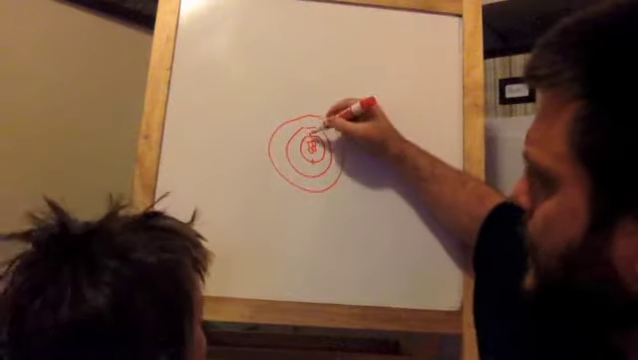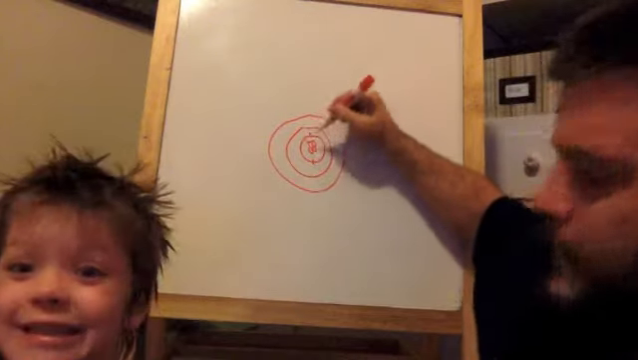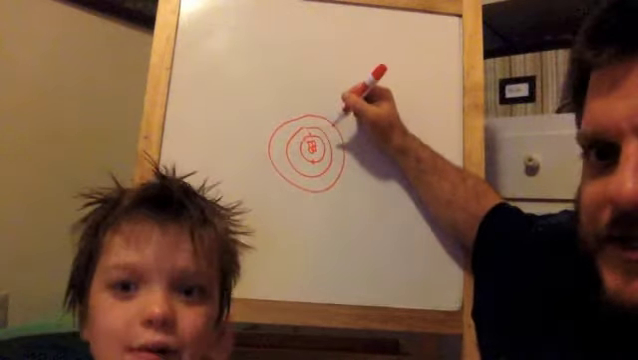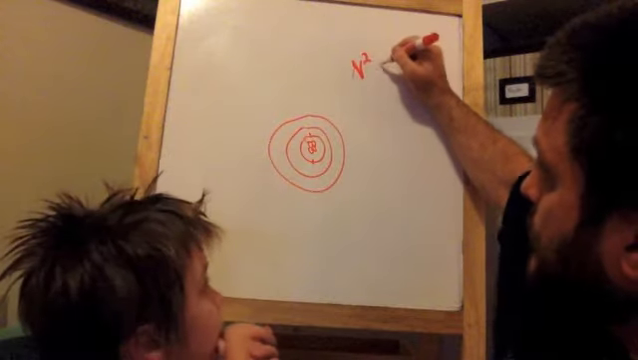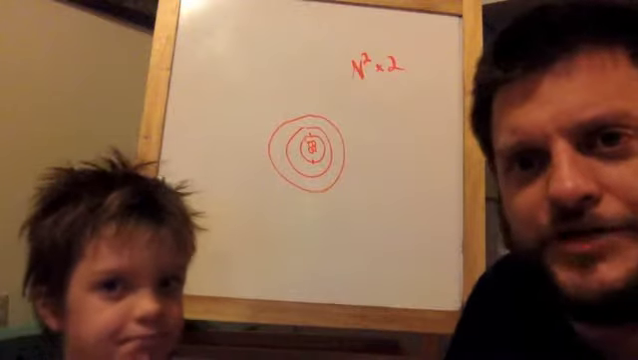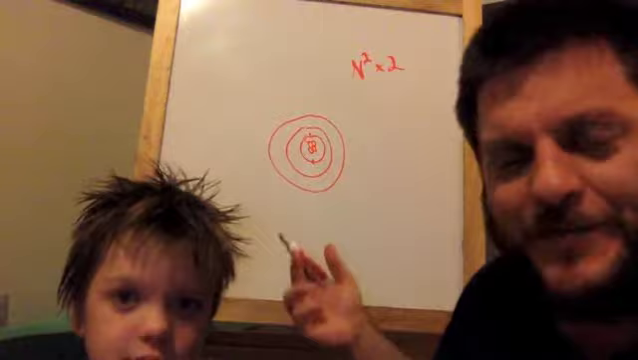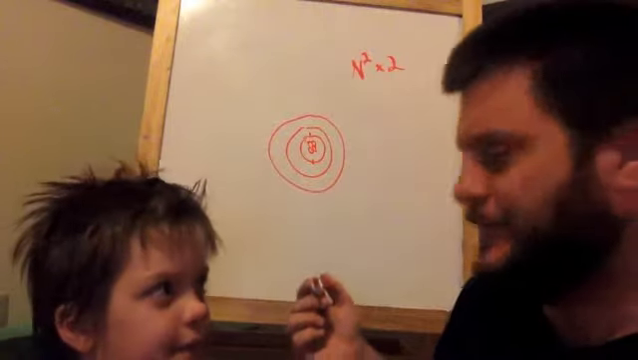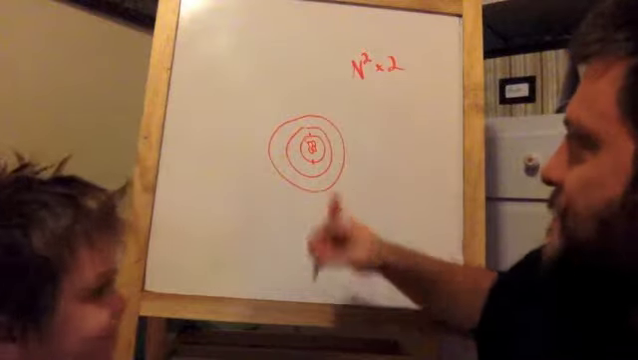There's a relatively easy way to figure out how many electrons can be in each shell. There's a formula that is N squared times 2. N is the number of the shell. And for those of you who don't remember what squared means, go watch the other video. It basically means times itself.